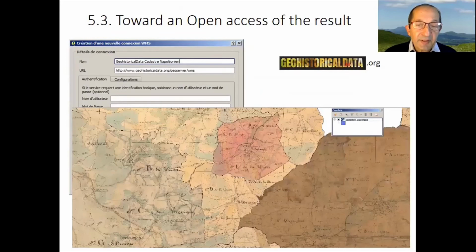A last perspective is to give the general public the possibility to use our work. And we have a first experiment with the Chaîne des Puys area. So you can use this URL and then use the WMS system to visualize it, but be patient because it's not very fast.